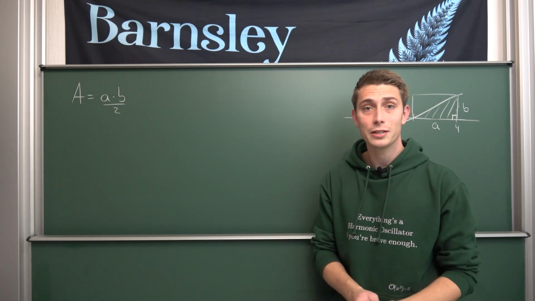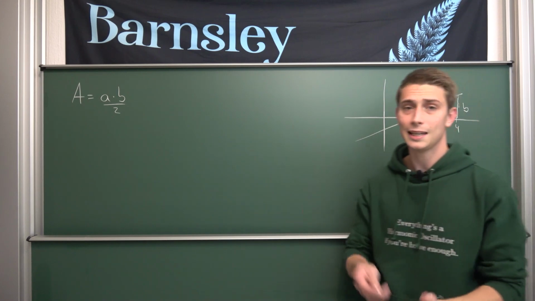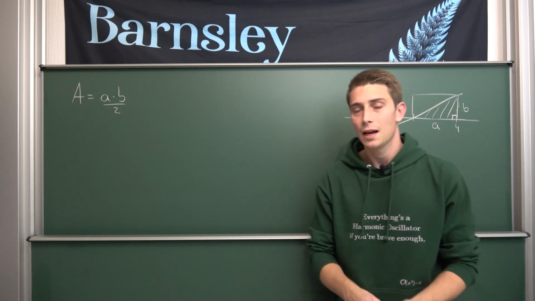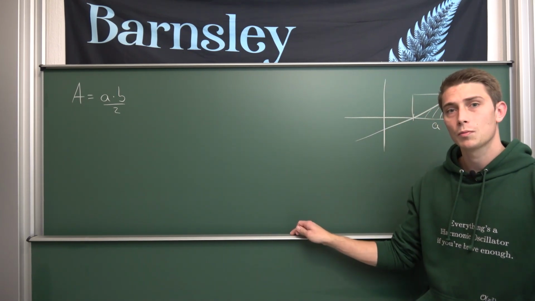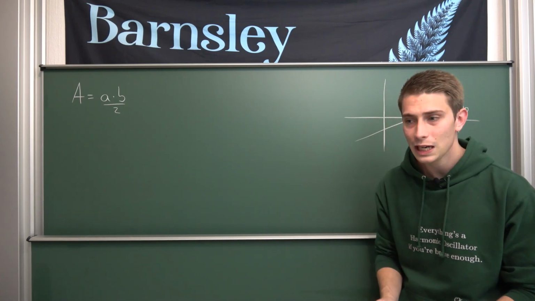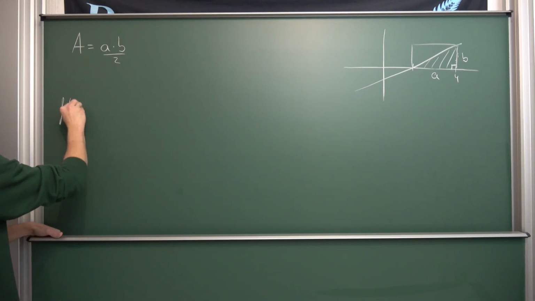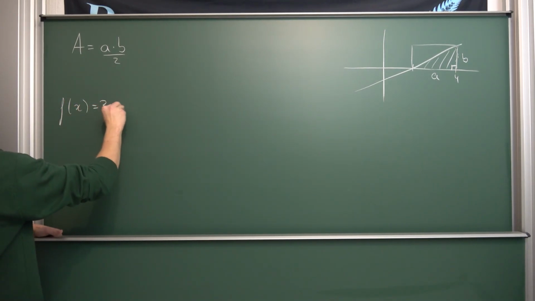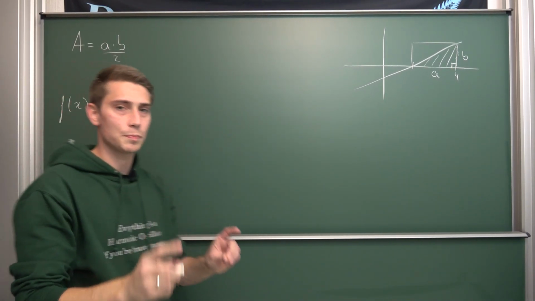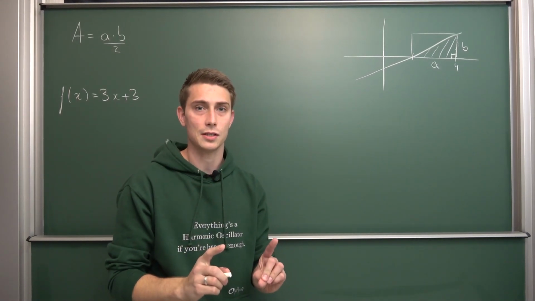There's nothing more you need to know about this. And now we can start calculating through a nice example. Let's say the textbook wants you to calculate the area under the curve of the function f of x being equal to 3x plus 3, which is bounded between the x and the y-axis.